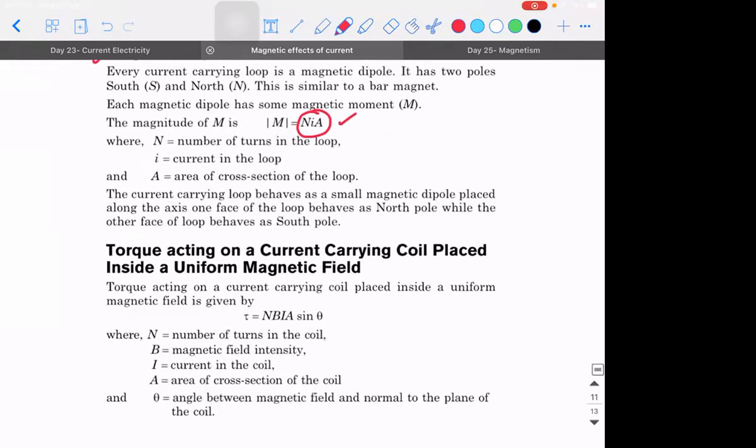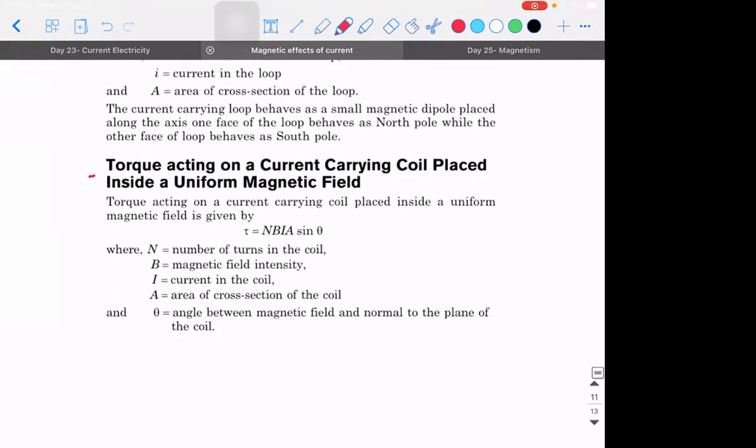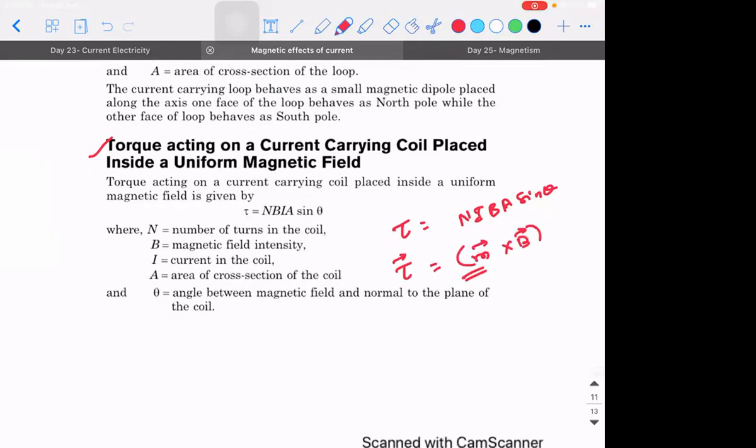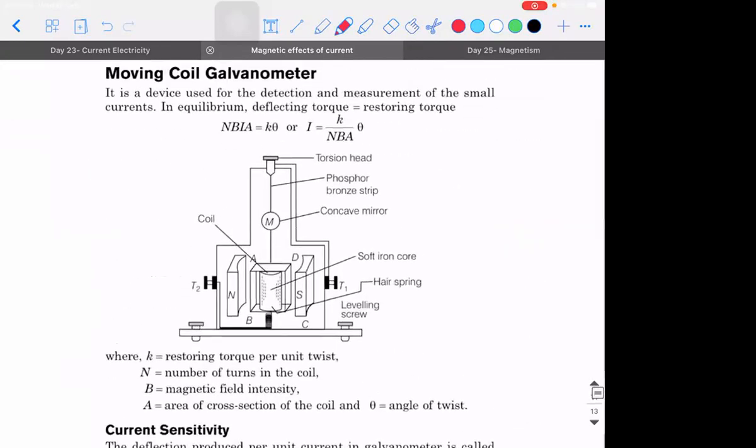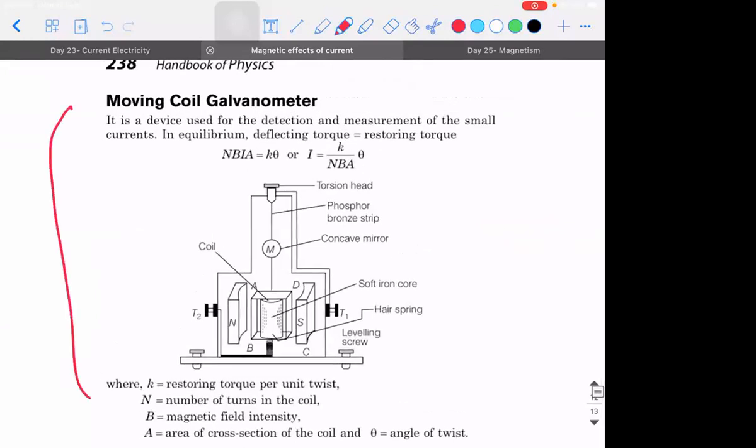Okay. Next is the torque that is acting on a current carrying coil placed in a uniform magnetic field. So torque is given by the formula NIBA sin theta in terms of scalar. If you have to write it in terms of vector, it is given as M vector cross B vector. Like how we calculate the torque for an electric dipole as P vector cross E vector, here it is going to be M vector cross B vector. Am I clear, guys? So the moving coil galvanometer we'll see later.